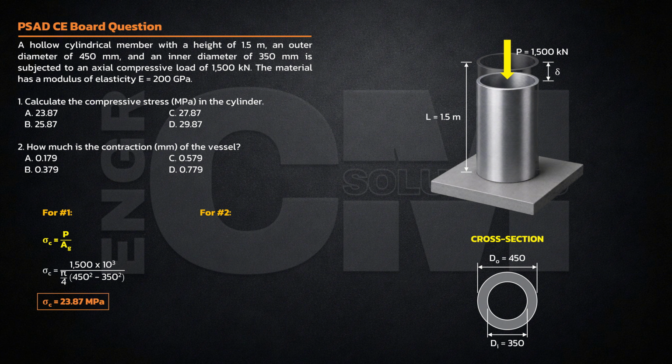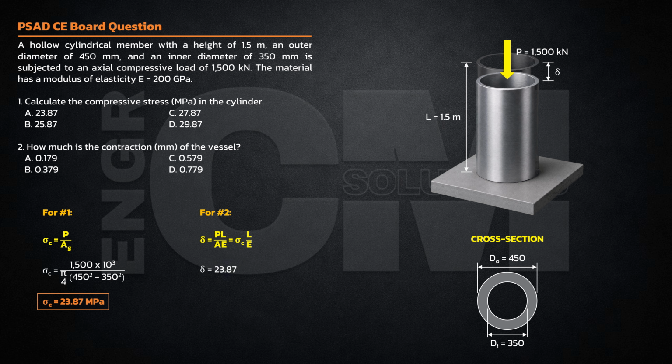For the contraction, that's the axial deformation. The formula is PL over AE. This force over area is the compressive stress. So we can replace that with stress times L over E.